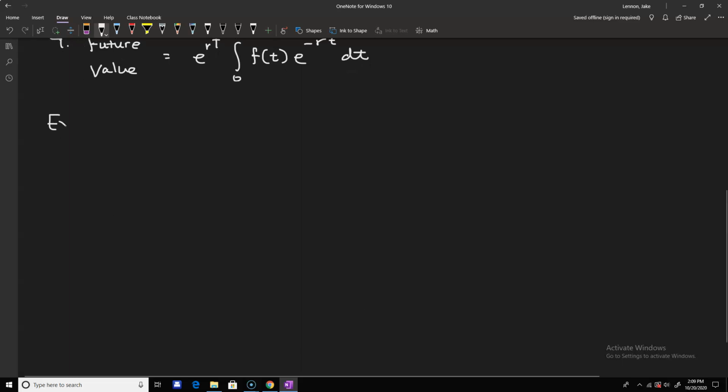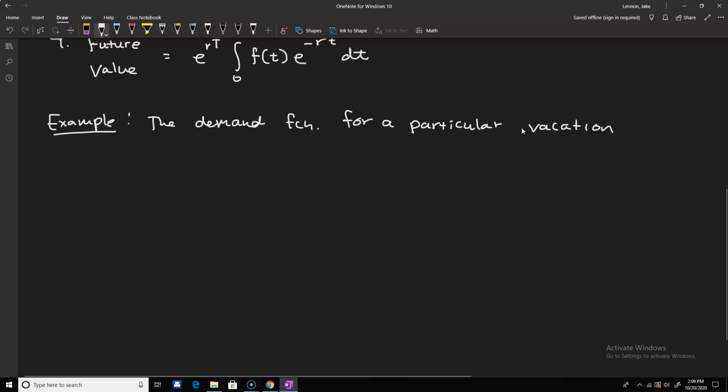So the first example we want to look at is going to be a consumer surplus. So let's say the demand function for a particular vacation package is capital D of Q equals 2,000 minus 46 times the square root of Q. And it's always one good thing to check if you think about the graph, is this going to be increasing or decreasing? If you think about what the square root of Q looks like, it would be an increasing function, but the negative will make it a reflection. So this will be a decreasing function, which makes sense for a demand curve.